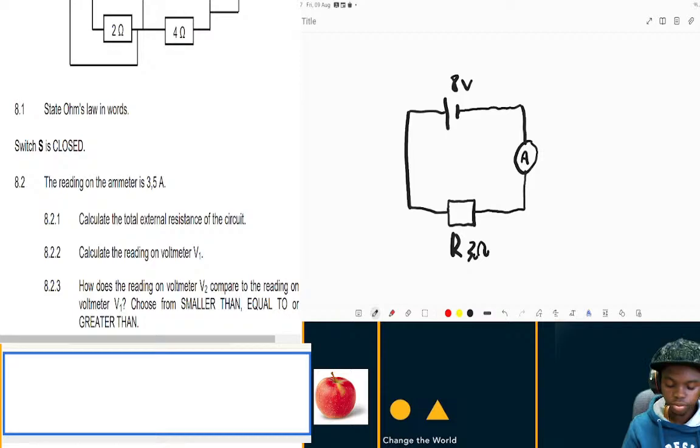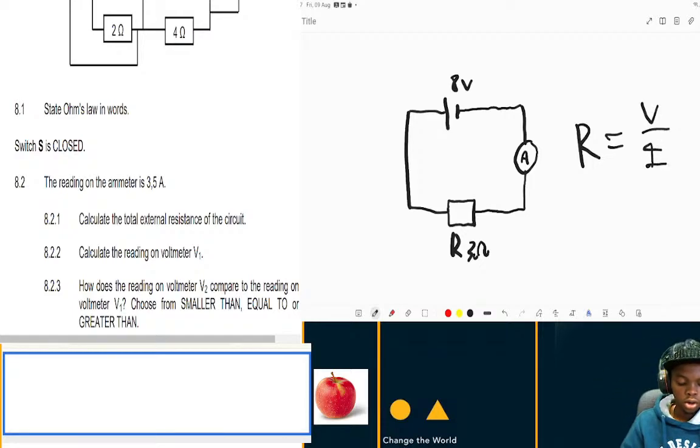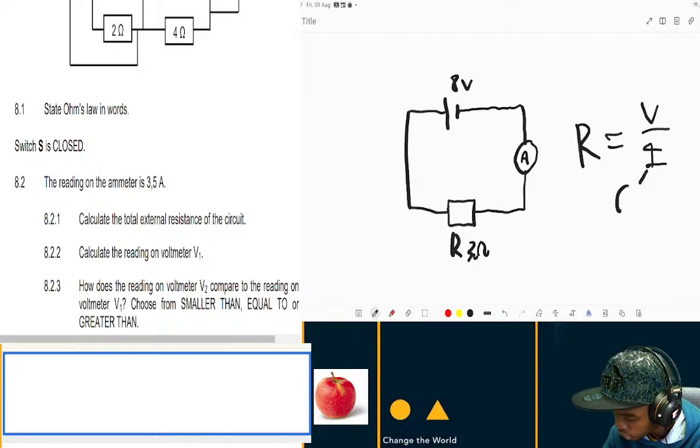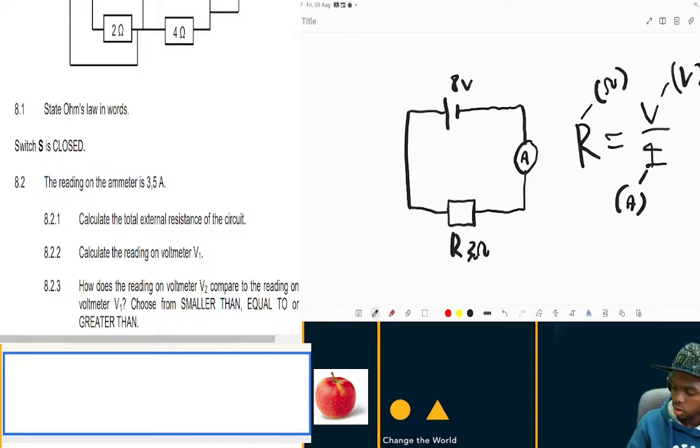Now we know the formula for Ohm's law is R is equal to V over I. Our I, that's our ammeter, so that's our current, and it's measured in amperes. Our R, that's our resistance, and it's measured in ohms. And now the V, that's the voltage or the potential difference, and it's measured in volts. So this is all the basics of electric circuits.